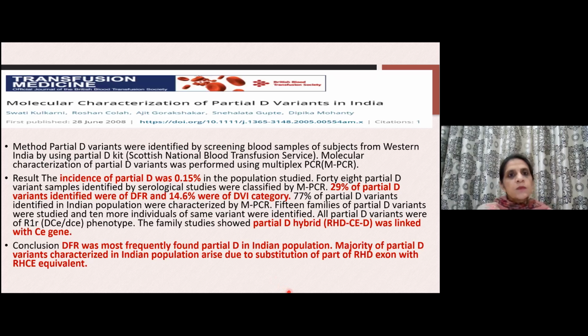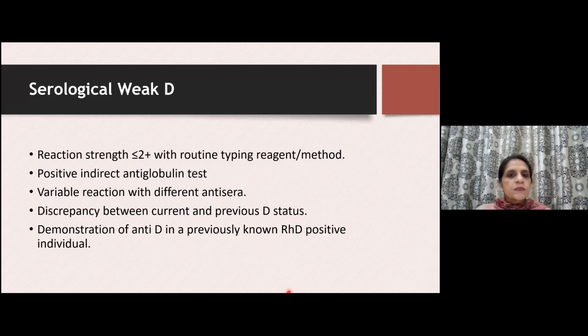Now, there is a term called serological weak D. If there is a reaction strength which is less than or equal to 2 plus with the routine typing reagent or routine typing method that is being used in the laboratory, or if there is a positive indirect antiglobulin test, it may give a variable reaction with different anti-sera, or there may be a discrepancy between the current and the historic D status of the individual, or there could be a demonstration of anti-D in previously known RHD positive individuals. If any of these categories are satisfied, then it is known as a serological weak D.